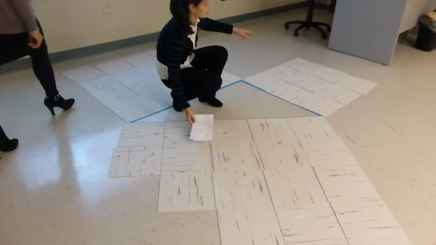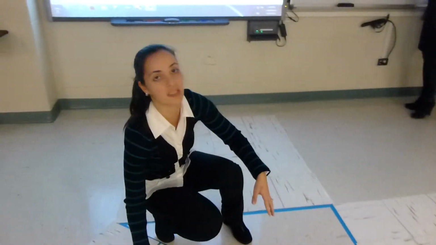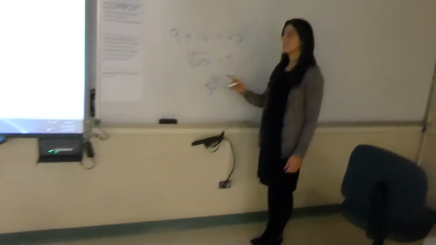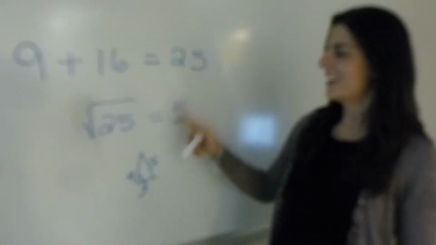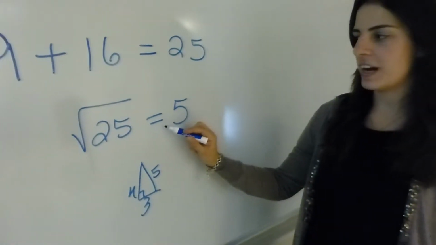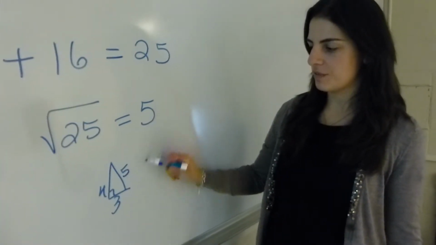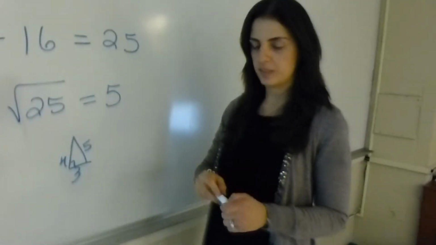The square root of 25 is 5, making the length of the hypotenuse 5 tiles, as my colleague is demonstrating to you. So 9 plus 16 is 25. So we would do the square root of 25. The square root of 25 is equal to 5. So that would be a classic 3, 4, 5 right triangle.